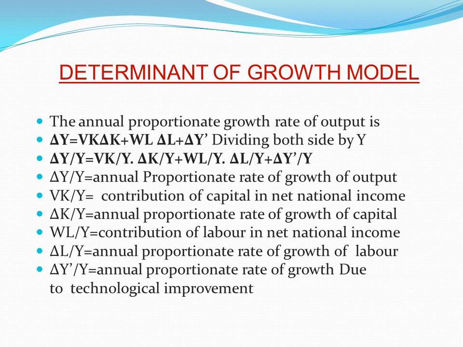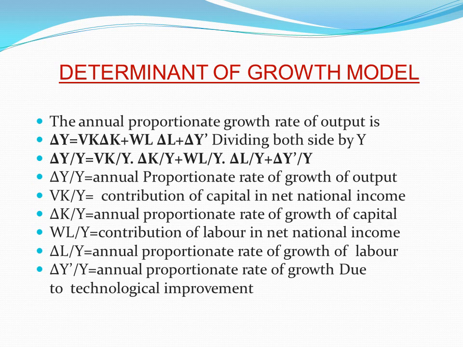Delta Y divided by Y equal to V multiplied by K divided by Y, multiplied by delta K divided by K, plus W multiplied by L divided by Y, multiplied by delta L divided by L, plus delta Y dash divided by Y. Delta Y divided by Y represents the annual proportionate rate of growth of output.